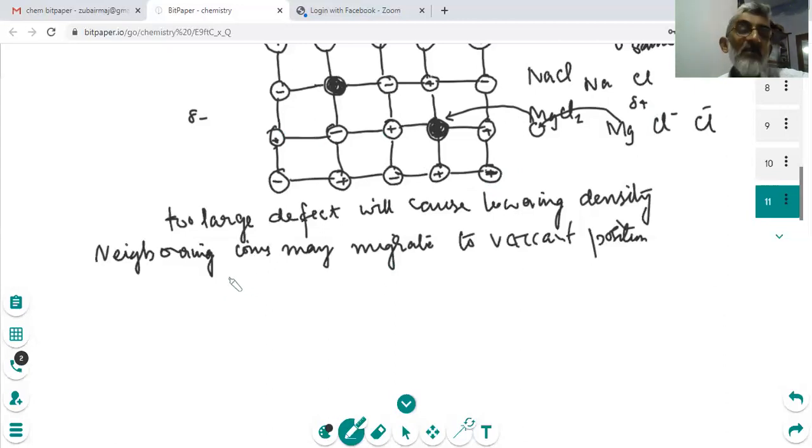Now, I told you the most common type. The most common crystals are sodium chloride, potassium chloride, potassium bromide, cesium chloride, etc. These are the more common substances which show this defect. The second one is the Frenkel defect.